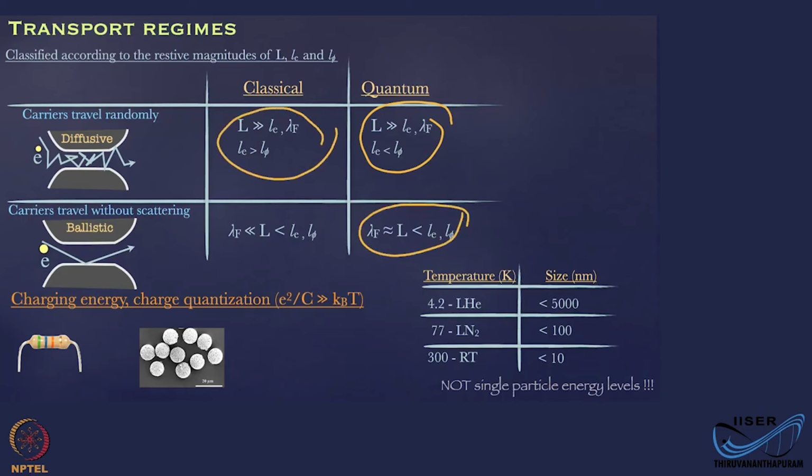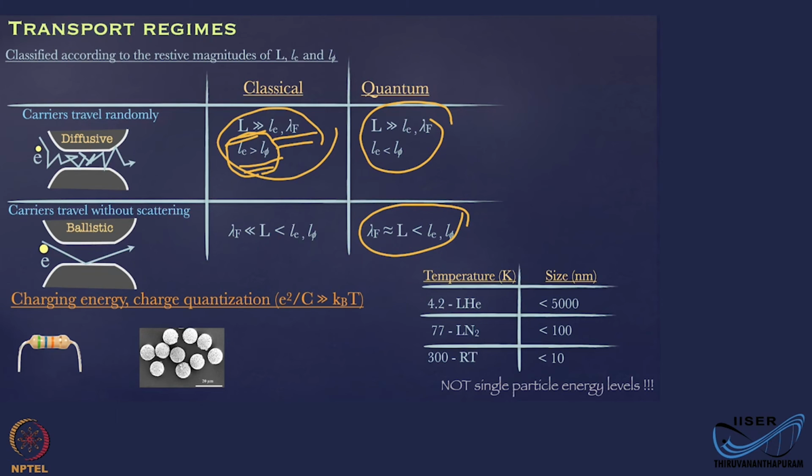And classical diffusive is the transport that you discuss when you talk about Ohm's law. Where you consider the dimension of the system, which is L here, is the largest compared to any other parameters involved. And you also consider that L phi, the phase preserving length or phase relaxation length, is really negligible, because it's a classical system and you don't need to even worry about phase, because we are not talking about wave nature here.